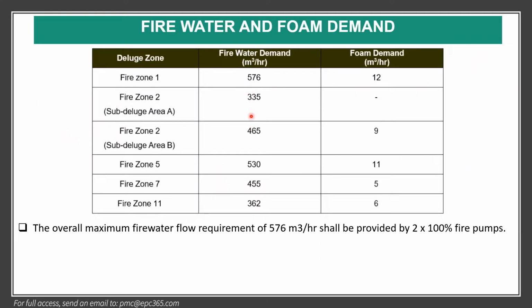The same calculation has been done for the different fire zones, for example sub-deluge A and B, and this one, and basically this one is the higher water demand, and this is the foam capacity, and based on this, 2 diesel fire water pumps were provided. According to NFPA, there should be diversity, one electrical and one diesel, or 3 x 50%, one motor and 2 diesel. But in this case, because of the reliability and availability of the fire water pump, for this project the company accepted that we have 2 diesel fire pumps.